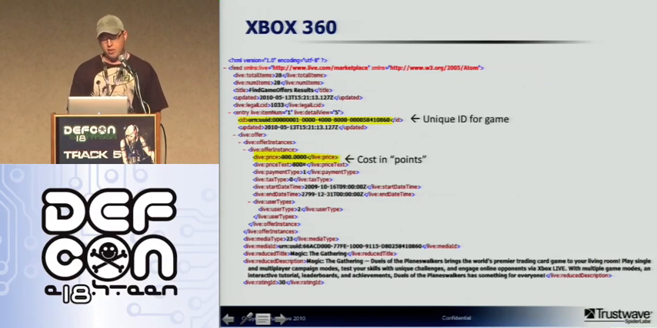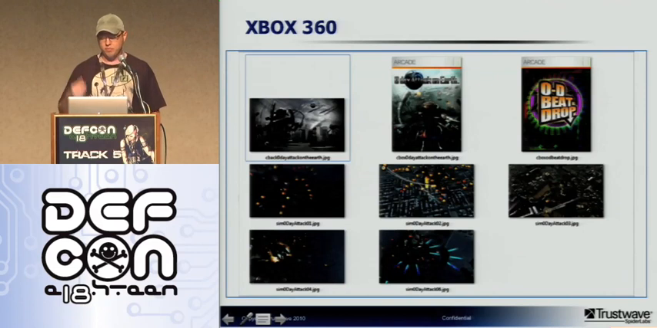Here we can see the first thing to really note, that's highlighted, is the unique ID for the game. I'll elaborate on that when we get to the hard drive analysis. And then there's a cost in points. They have a point system when you buy on Xbox Live. You don't just give a credit card number and buy stuff. You have to buy points and then spend the points to get what you want.